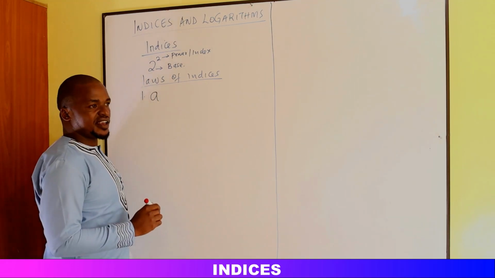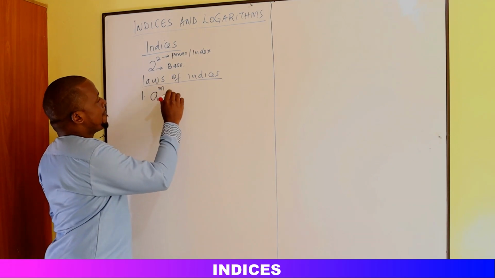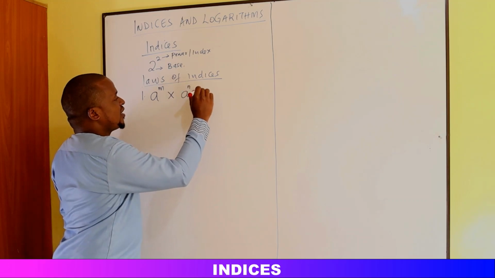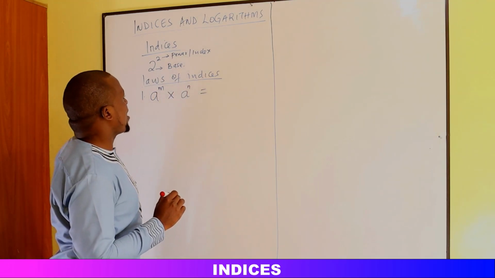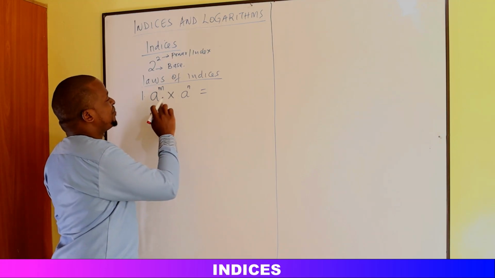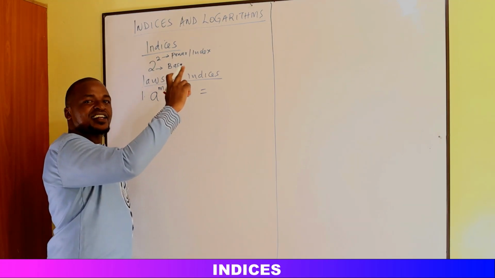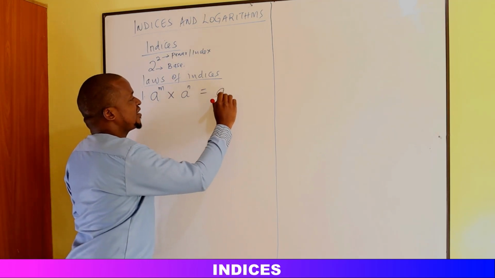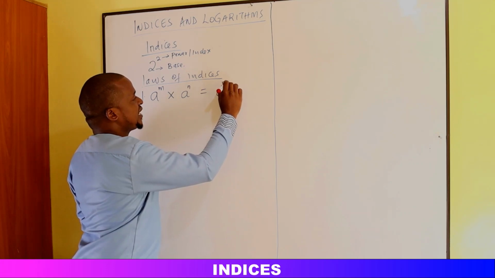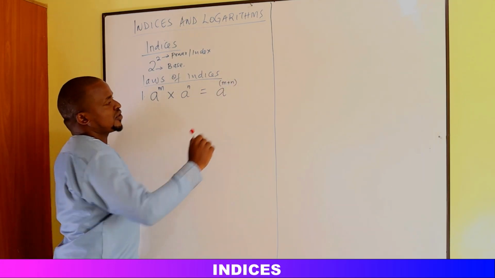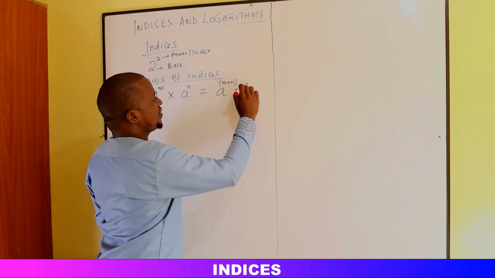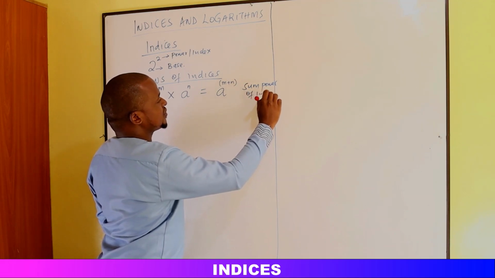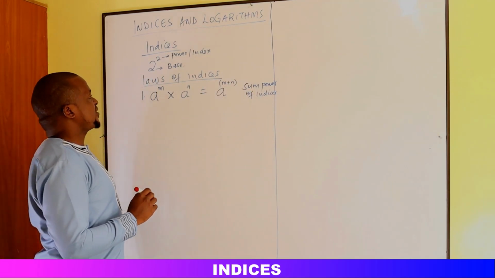If you have a number like a raised to power m multiplied by a raised to power n, then the sum power of indices states that since the bases are the same, we are going to add the powers if we are multiplying. So the final solution here becomes a raised to power m plus n. This is called the sum power of indices. That is our first law of index.